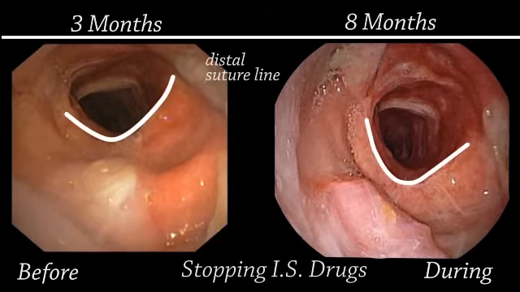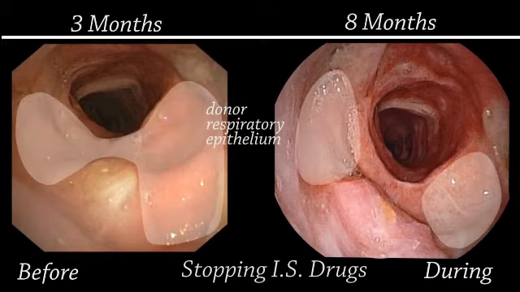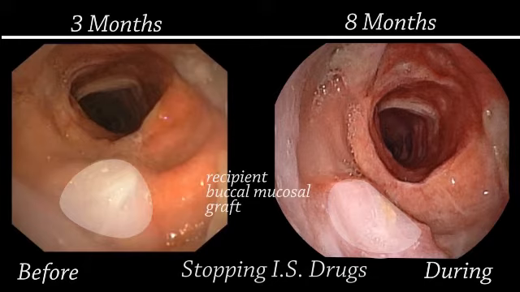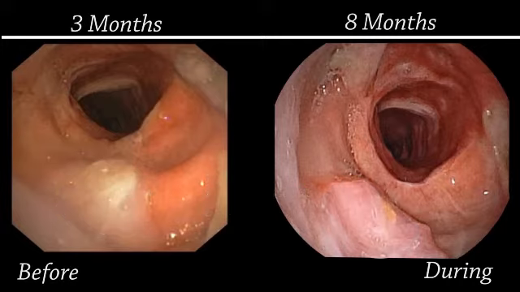We see the distal suture line, the donor respiratory epithelium, and the recipient buccal mucosal graft. The images after 3 and 8 months are comparable. The margins of the buccal mucosal graft are slightly thicker after 8 months.